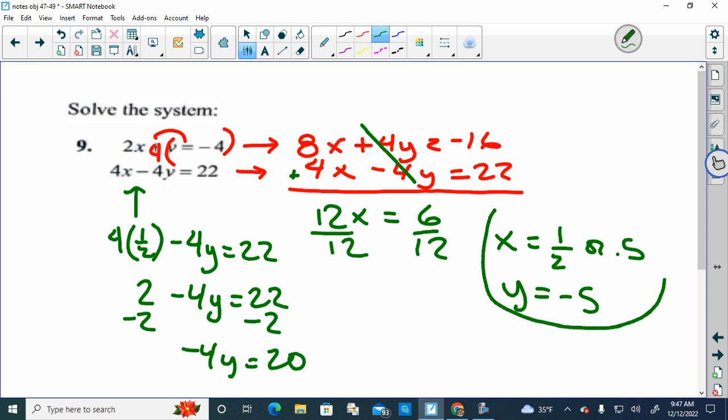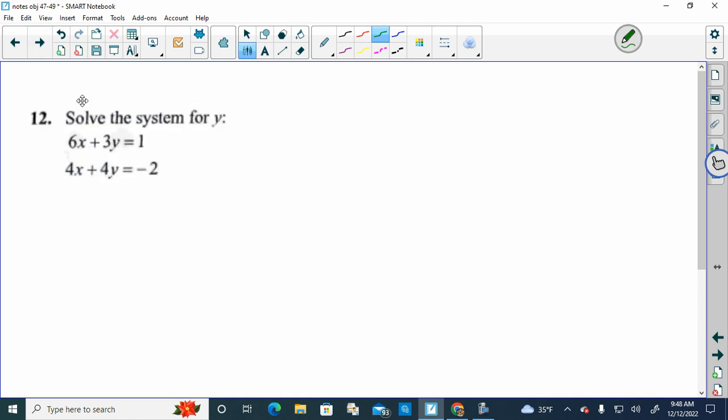Again, just like the substitution ones, you can plug this back into that top equation to see if it works. This guy was 2x plus y equals. If I plugged in 0.5 for my x, taking half of 2 would be 1, and then I would have a negative 5 for my y. So my left side equals my right side, so I know that I did it right. Number 12 is our next one, and then I'm going to have you try that last one on your own to check it.